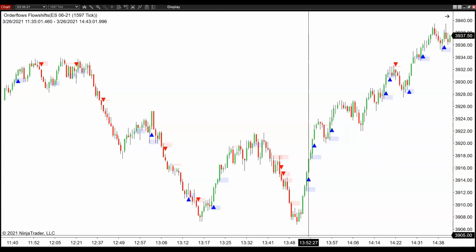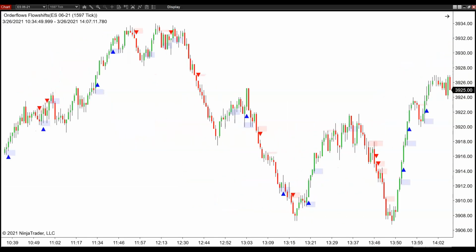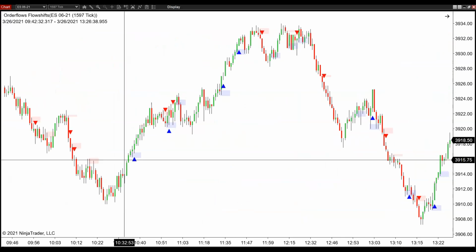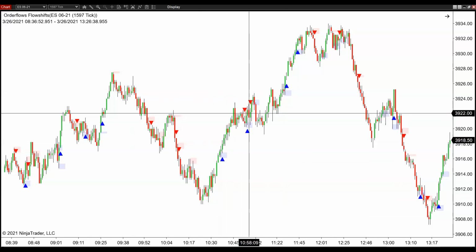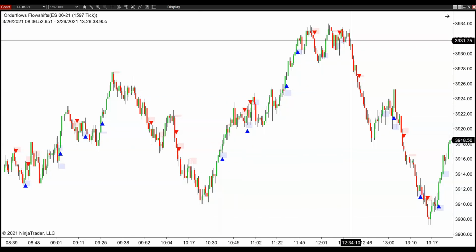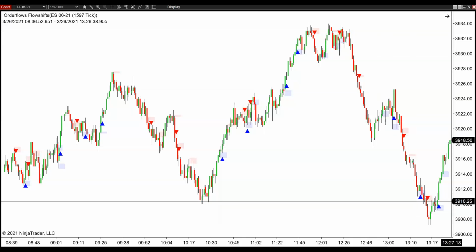Obviously, I forget about this move at the end of the day. That was just epic. But during the main session, some nice moves up, nice moves down, nice moves up, a little sideways in here, some nice moves up, nice moves down, nice moves down, nice move up.